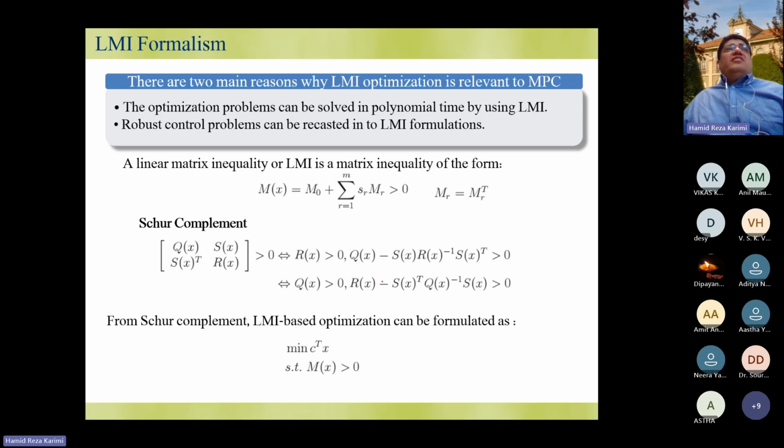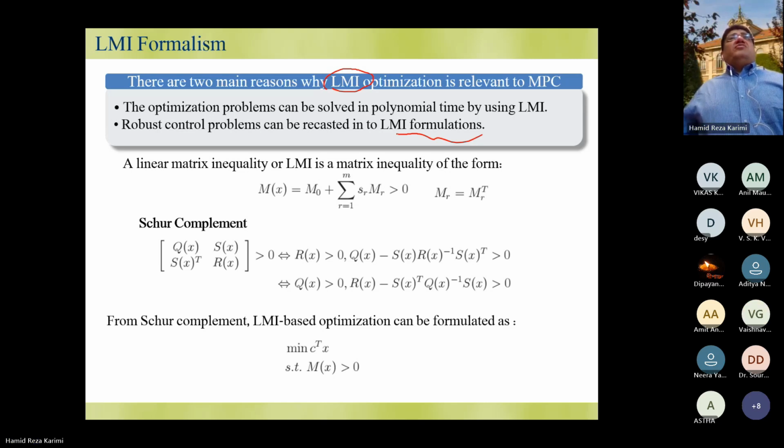But also in robust control, we have another topic about the LMI. There are two main reasons why LMI optimization is relevant to MPC. LMI is a linear matrix inequality. This is some sort of formulation of LMIs. In my experience, we also use LMI for solving the optimization problem.